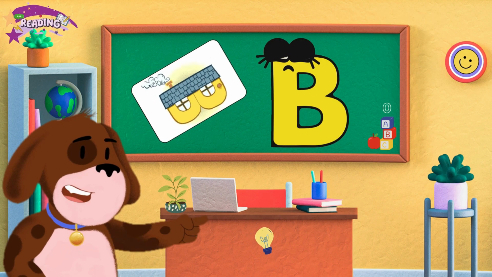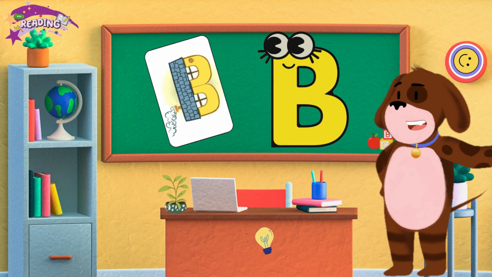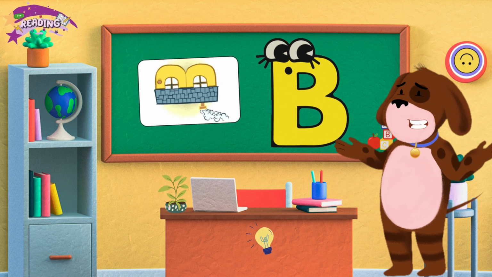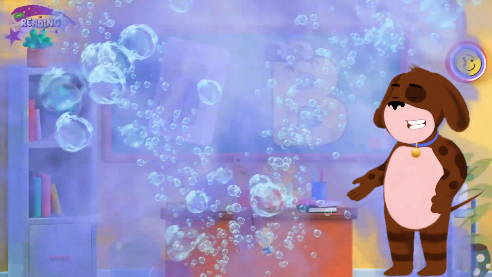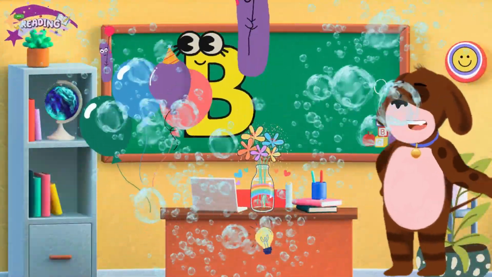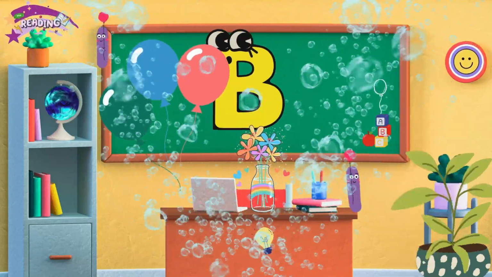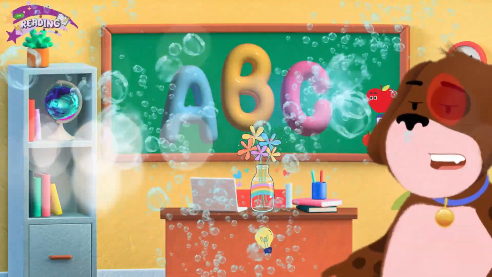Next up, we have the letter B. The letter B also has ancient origins. It started as a pictogram of a house in Egyptian hieroglyphs. The Phoenicians called it Beth, which means house. The Greeks adopted it as Beta, and it eventually became the B we know today. And that's just the beginning! Every letter in our alphabet has a story.